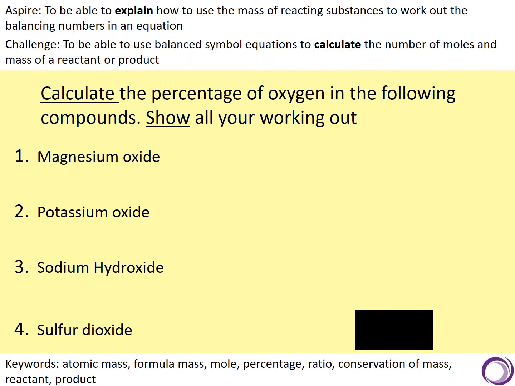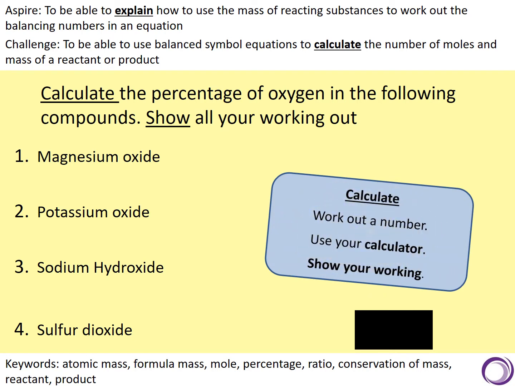Okay, so for this one, we are going to use that formula, and we're going to calculate the percentage of oxygen in the following compounds. And you need to show all your working out. Now, if you want to challenge yourself and come up with the formula yourself, work from this slide. If you need a little bit more help with the formula, then on the next slide, the formula for each of those compounds is given.